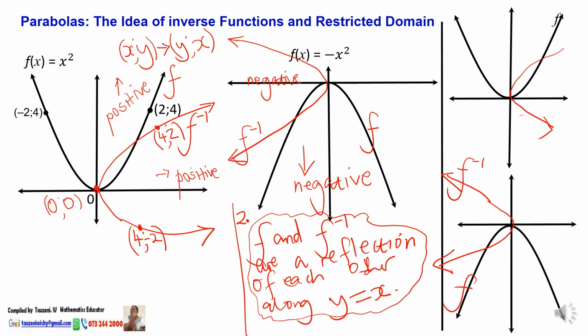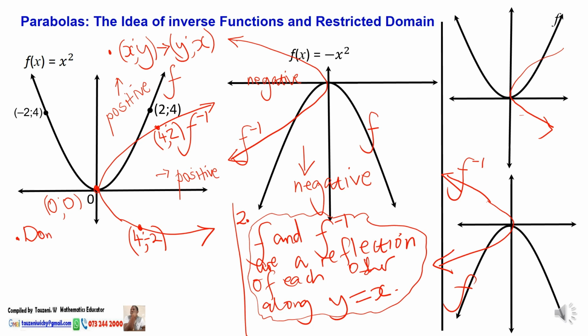Then if there are coordinates given, they interchange: xy will become yx. Then the third one is the domain and the range of the function. Let's look at the first graph that is here. Now, what is the domain of this graph?